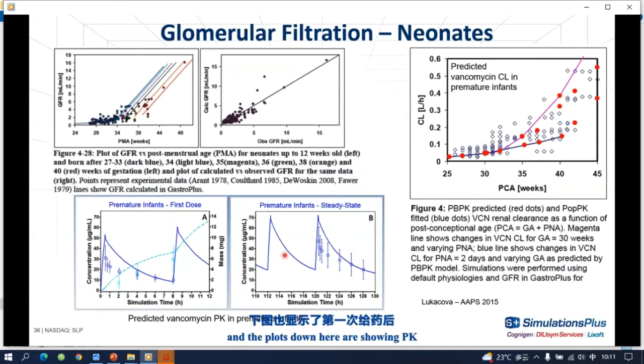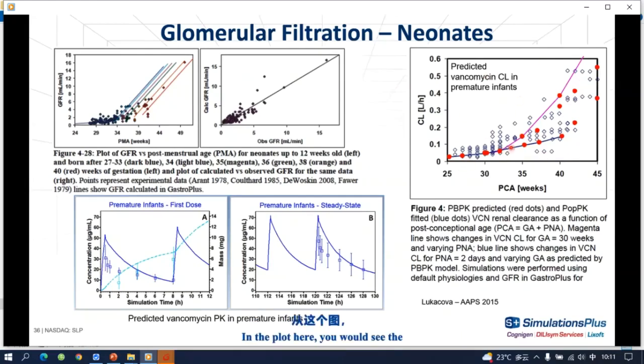The plots down here are showing PK, the dark blue points, after the first dose, as well as steady state of vancomycin IV administration in premature infants. And the light blue line and points are actually showing the amount secreted or excreted in urine. And you can see that it's predicting well not only the PK, but the actual clearance very nicely.